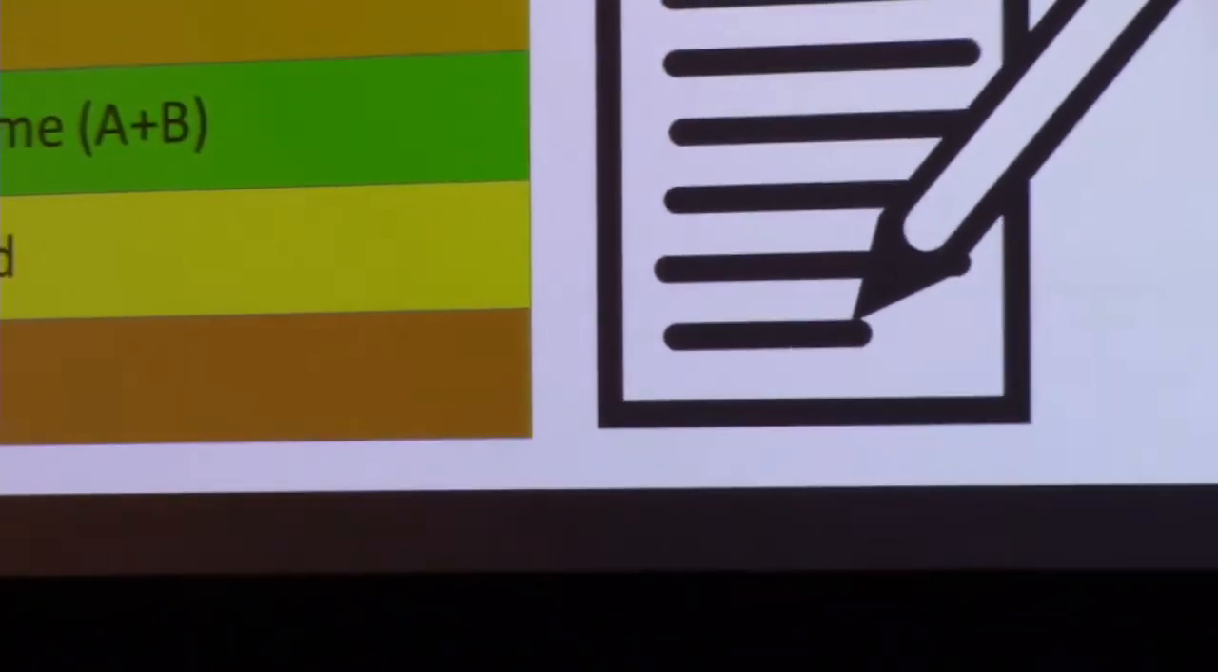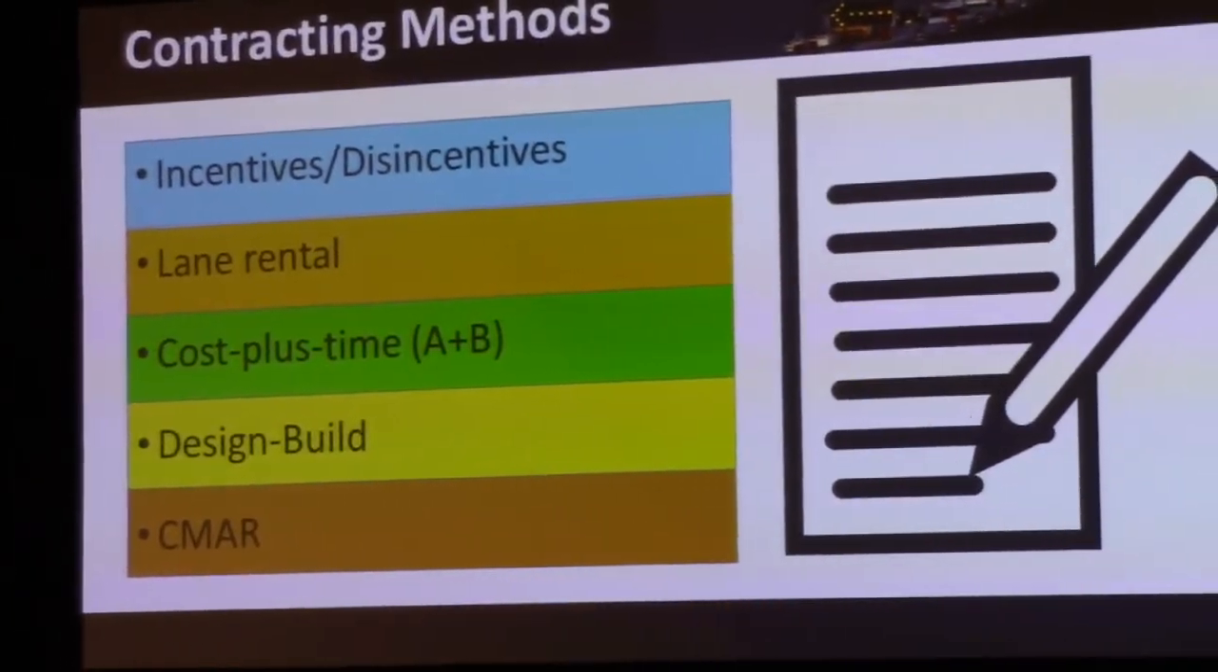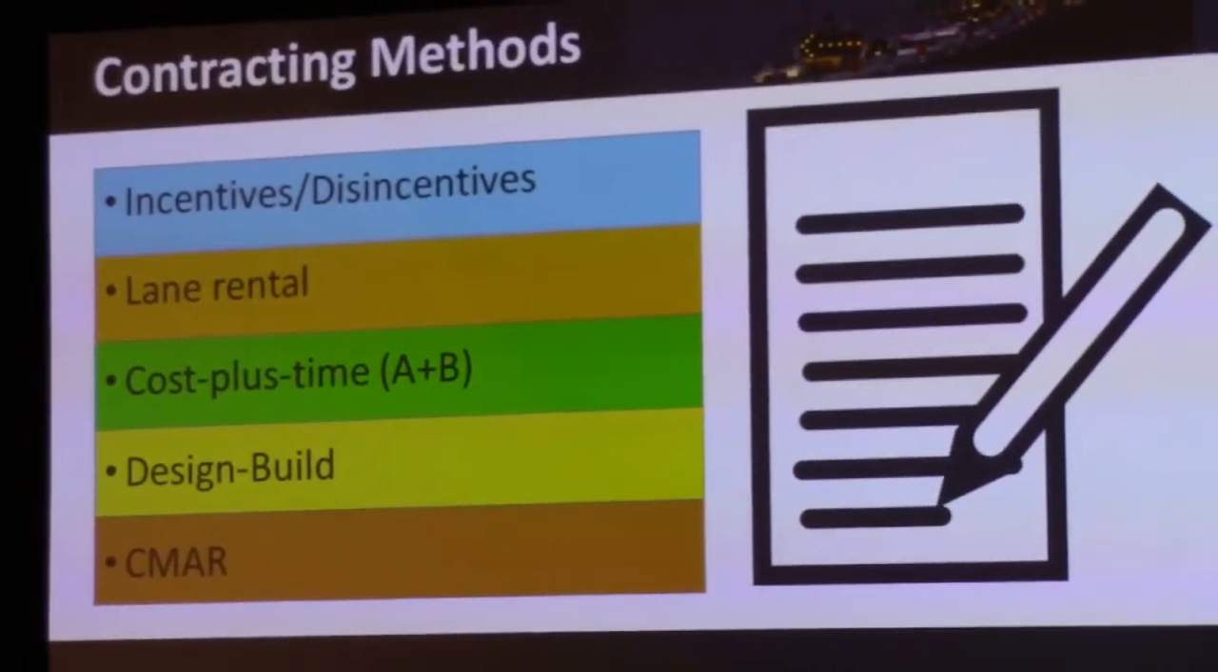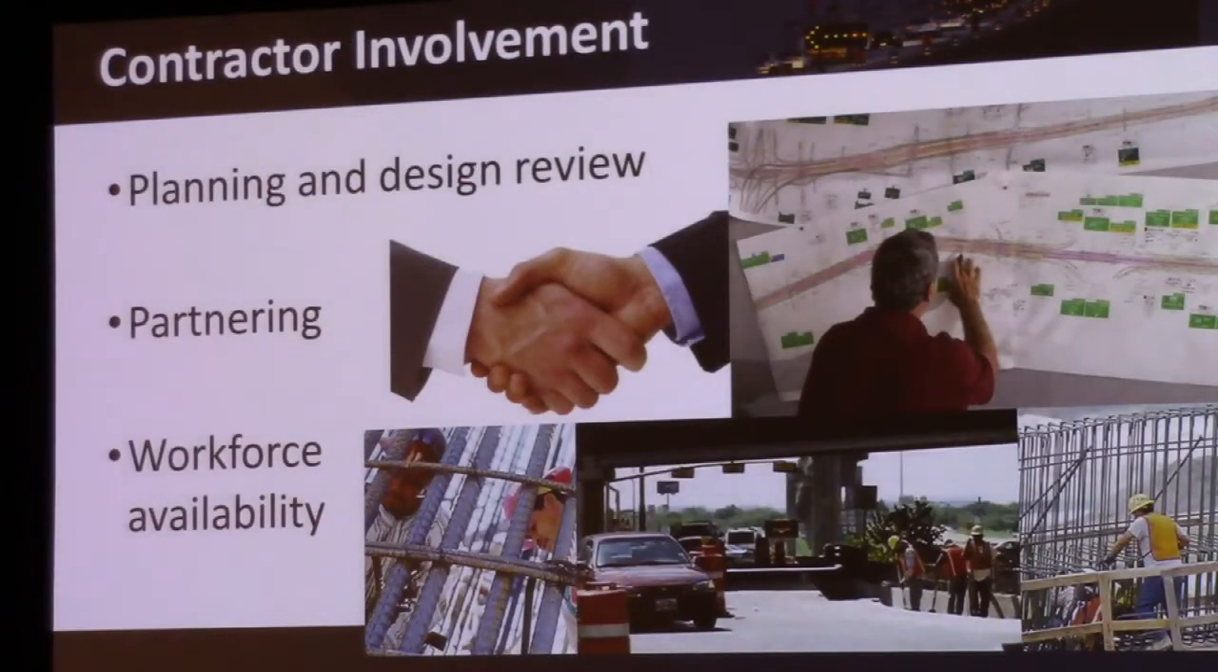Contracting methods. You can see those on this slide here. Lane rental was certainly one of them. A+B contracting was another. Construction manager at risk was another item that was put out there. And the use of incentives and disincentives was mentioned by every contractor as being a very, very important thing. So contractor involvement, again, is important in the planning and design review, the partnering, and the workforce availability, because there are issues with that in certain states that we have to overcome.